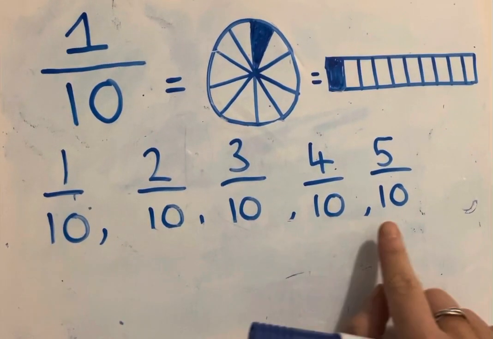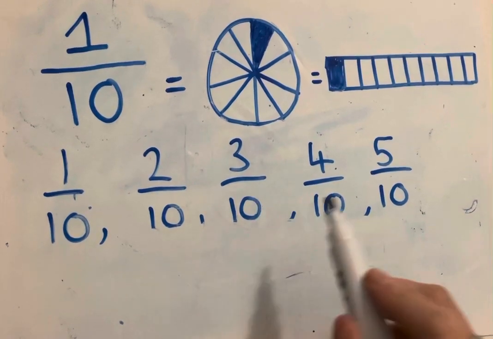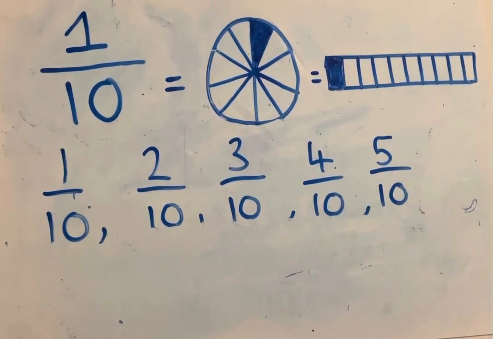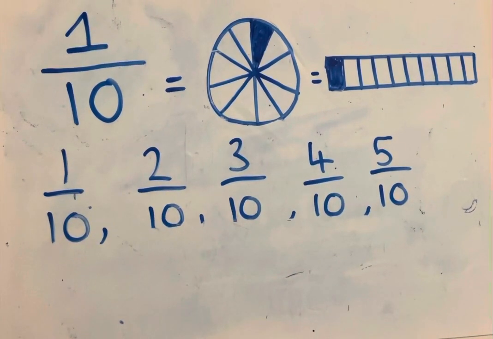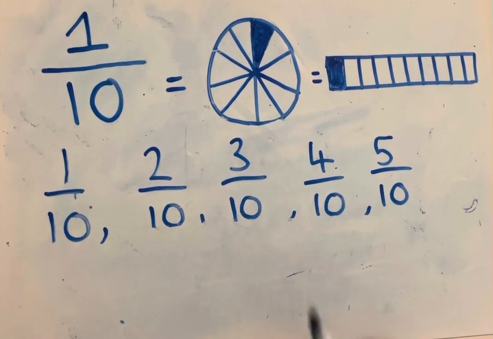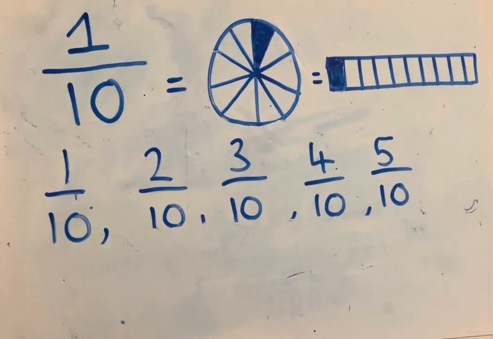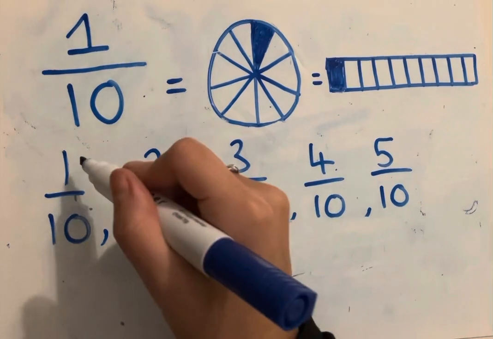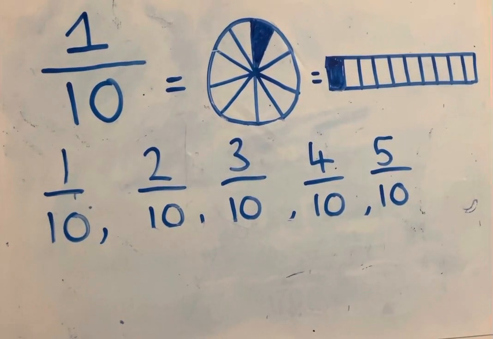So now we have a sequence here. We have 1/10, 2/10, 3/10, 4/10, 5/10. So what can we spot in this sequence that is always staying the same? Have a think about what you think always stays the same in this sequence. So the denominator always stays the same. So even though we're counting up and the numerator is changing, the denominator always stays the same.